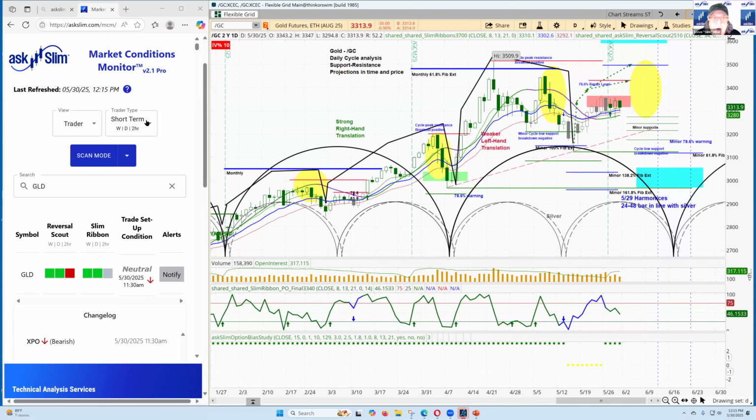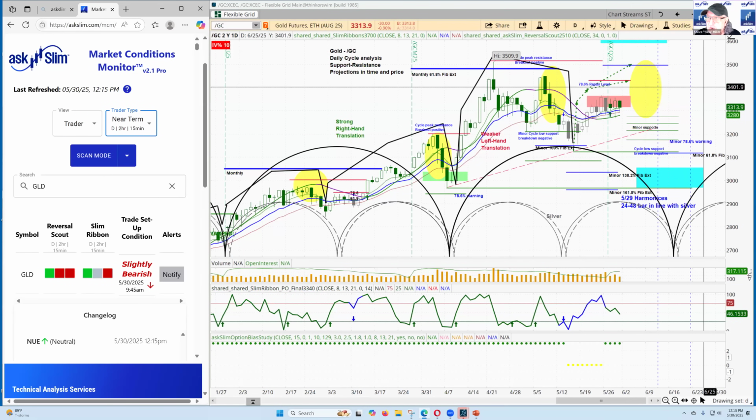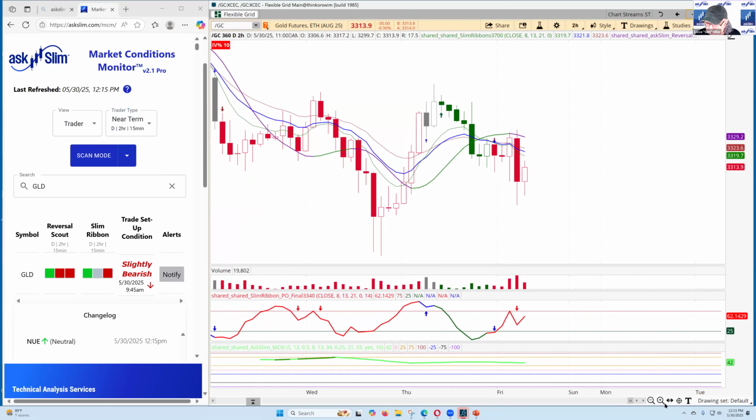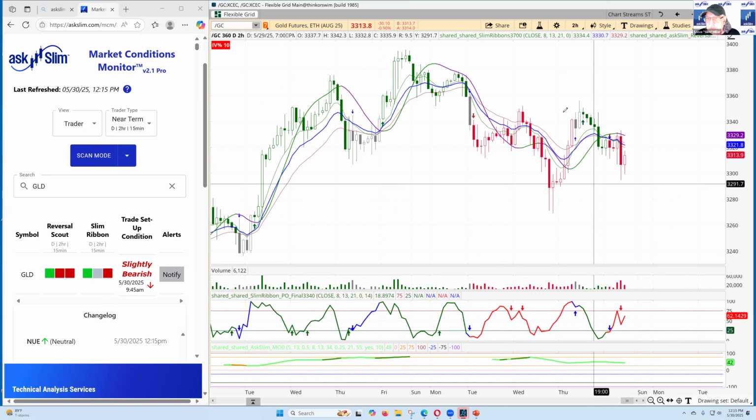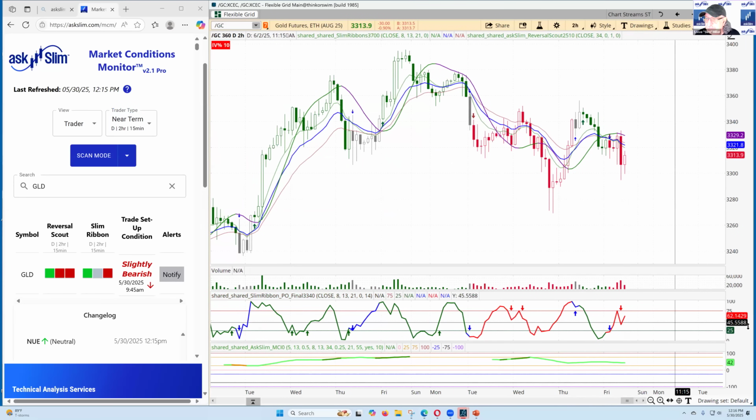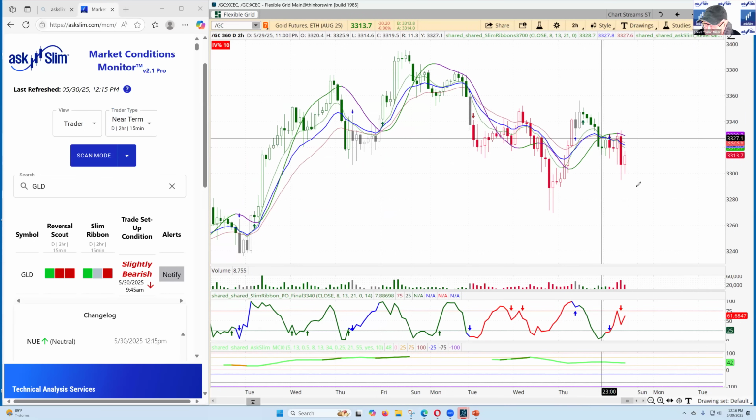I can get a little help if I go over to the near term, which is what we look at as our intraday or 2-hour charts, and I'll go right over here. And you can see what's going on right here is that you have the slim ribbon PO executing a momentum signal. In other words, a downside resumption of momentum, and the reversal scout turning over, as you could see. So there is information on here that says to me, now if I want to think about executing a trade, I'm getting a little sense of leaning to the short side right over here.